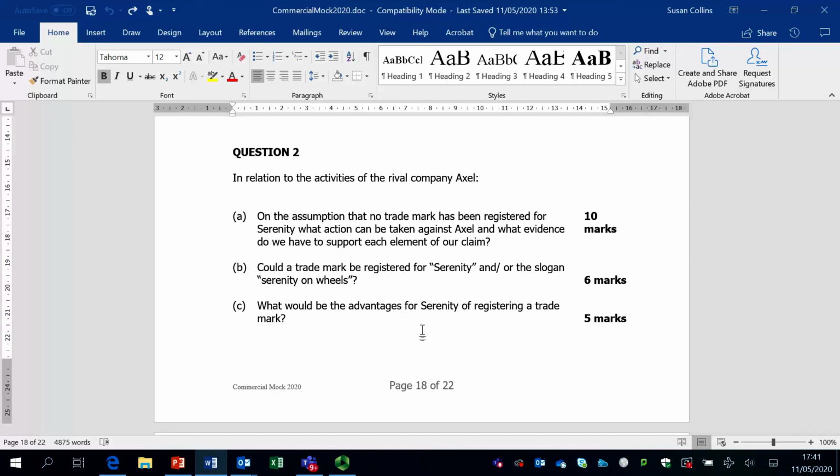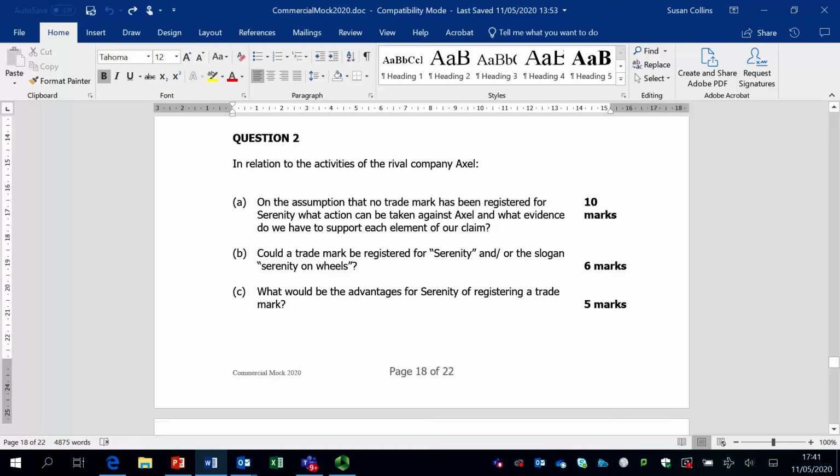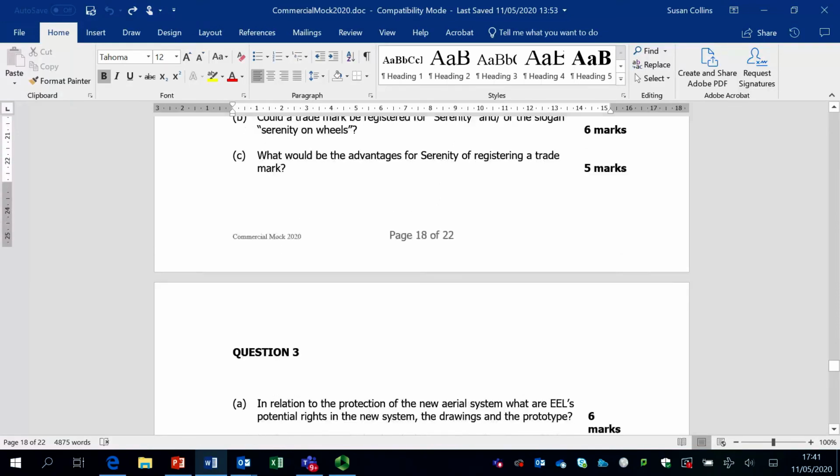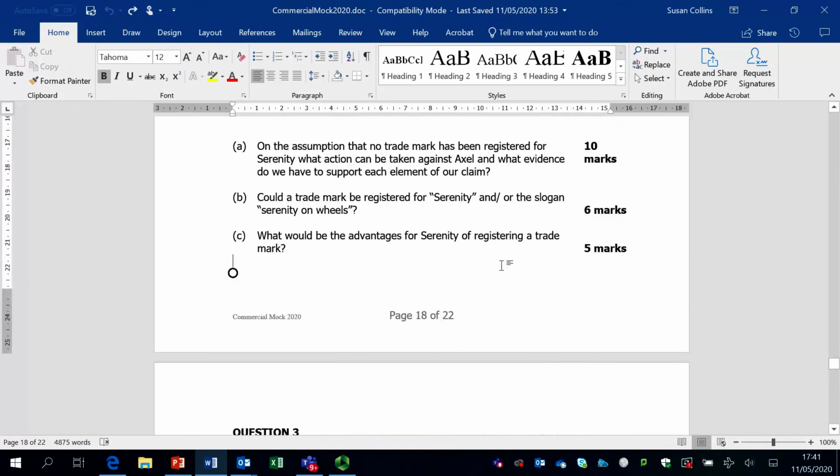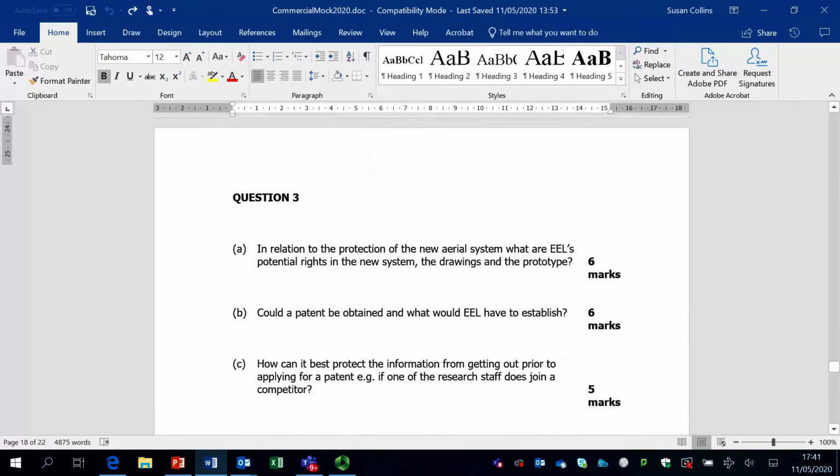Another advantage, it's on the public record, so people know it's your mark. And another advantage is you can license your mark. You can exploit it once you've registered it. So that would be another advantage. So quite a few advantages. And I would say for 5 marks, you'd just be looking at a sentence for each, really.